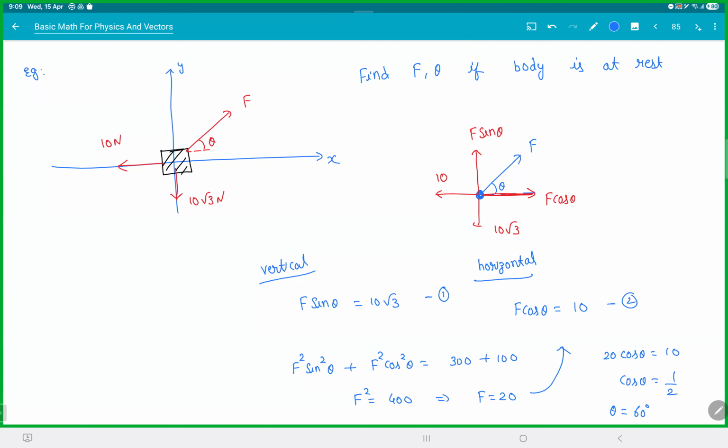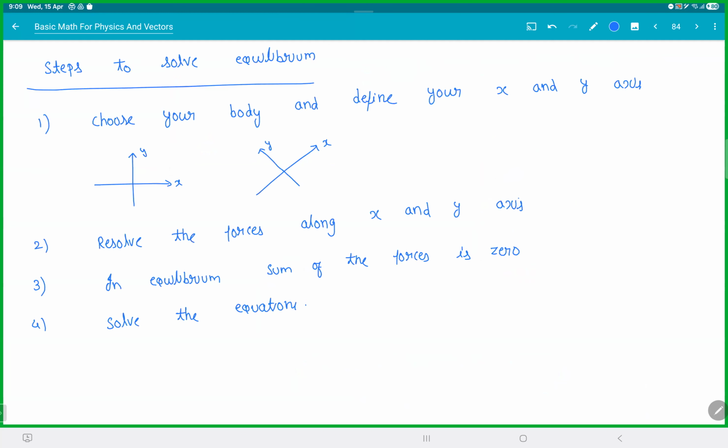Is the process clear? So these are the steps we follow. Please have a look at the steps. Ask me if you're confused here. So step 1, choose your body. Step 2, choose your x and y axis. Step 3, resolve the forces along x and y axis. And then you say along x axis they should balance, along y axis they should balance, and you'll get equations and you'll solve. Any doubts so far?